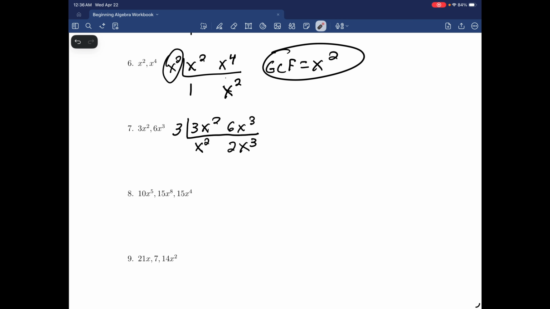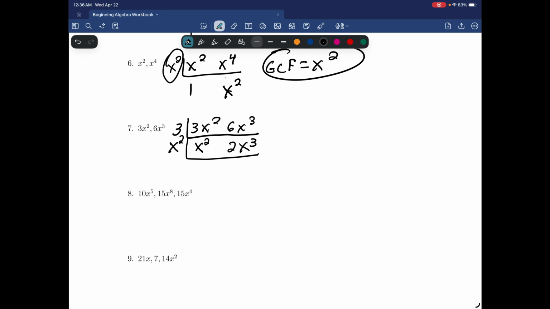And now I have to look at the variables. We have an x squared and an x cubed. And as always, I'm going to divide out by the smallest exponent that we have, which is 2. So we're going to divide out x squared. x squared divided by x squared is 1. 2x cubed divided by x squared ends up becoming 2x. So now here, the greatest common factor is the product of these two. So we're going to have 3 times x squared, or in other words, just 3x squared.